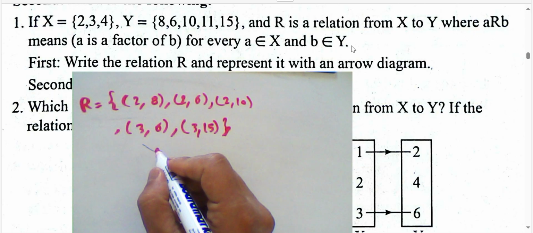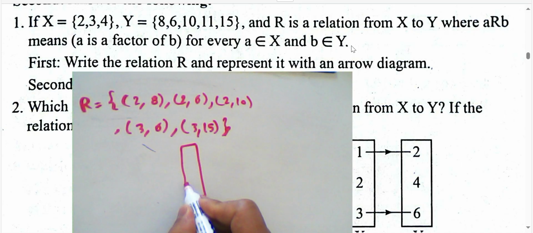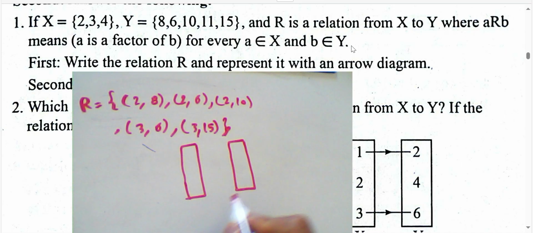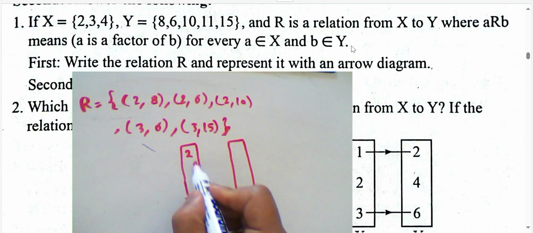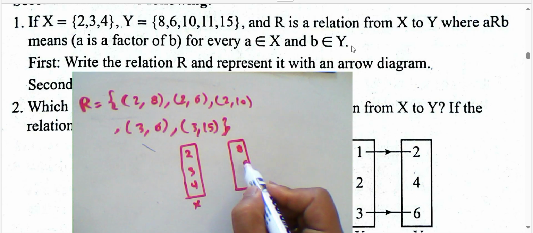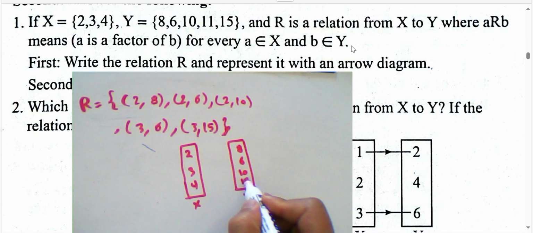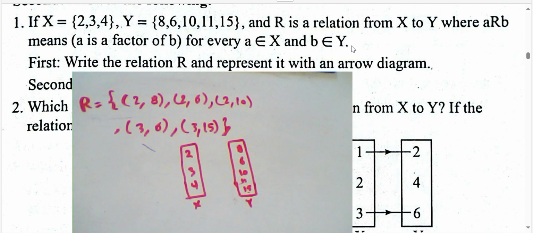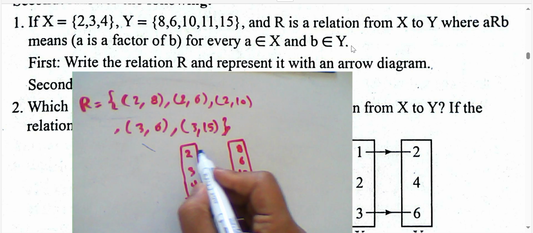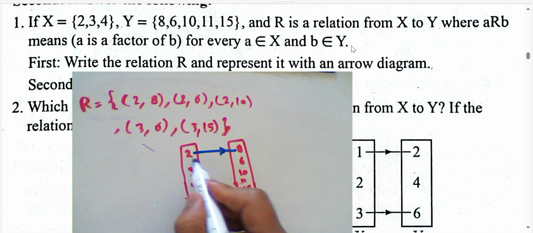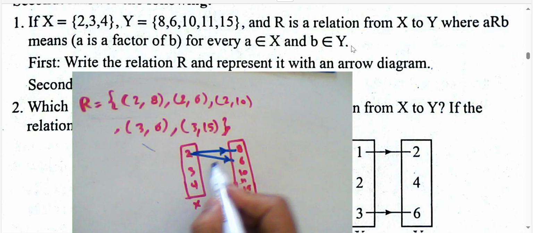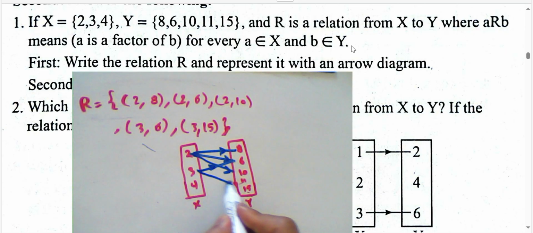Okay, and 4, no, we haven't any number that can be divided by 4. Then for this relation, we draw a diagram here to find the answer. We have two sets X and Y. The elements here 2, 3, 4, and we have 8, 6, 10, 11, and 15. And then we can find the image here, draw from 2 to 8, 2 to 6, and also 2 to 10, and the image from 3 to 6 and 3 to 15.